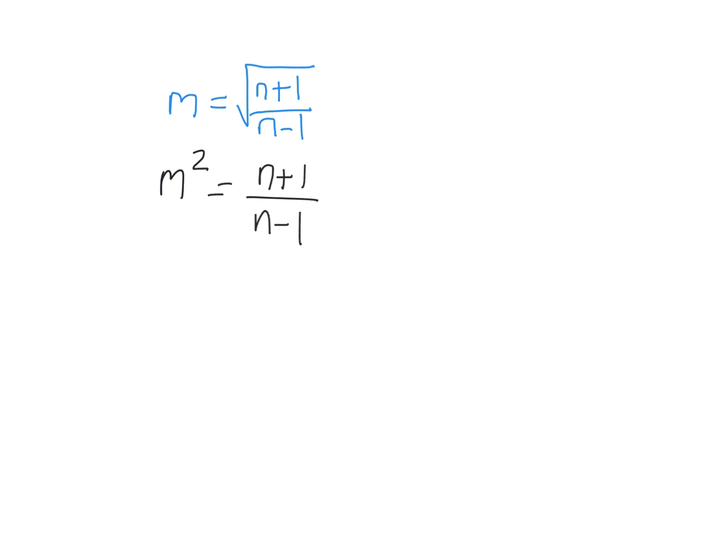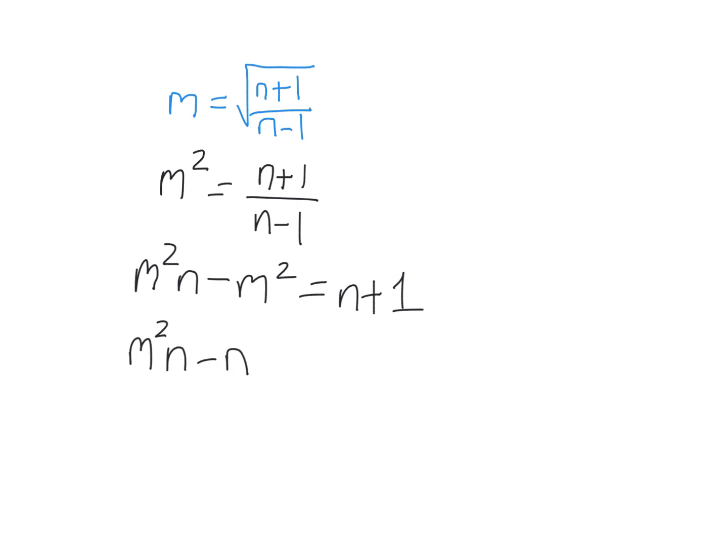Well, I want to get rid of this fraction, so I'm going to times each side by the denominator, n minus 1. So I go m squared times n, m squared times minus 1. So now I have n in more than one spot. I need to put n to one spot. So what I'm going to do is take my m squared n and minus n, and I am going to add m squared to both sides.